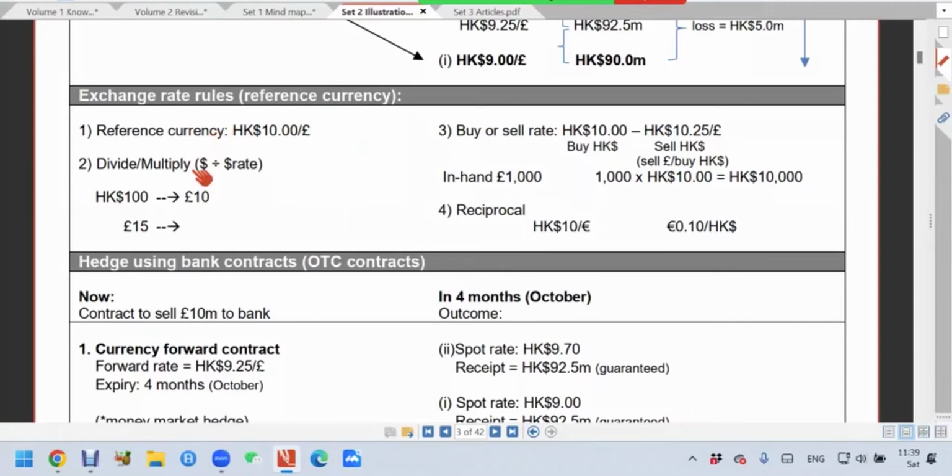Know whether you should divide by the rate or multiply by the rate. Know whether it's a buy rate or a sell rate. And the last one is the reciprocal. You master this, you master foreign exchange rates, and they are very simple. I will explain to you.